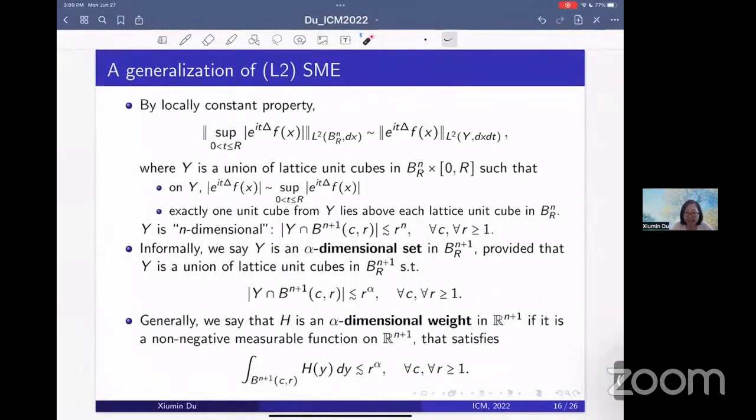Next, we'll see a generalization of the L2 Schrödinger maximum estimate. First, we observe that by the locally constant property, the L2 norm of this Schrödinger maximal function is equivalent to the regular L2 norm over a subset Y. Let's see how to find this subset Y.